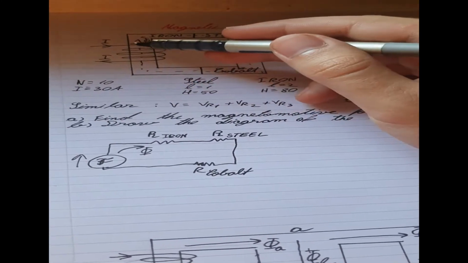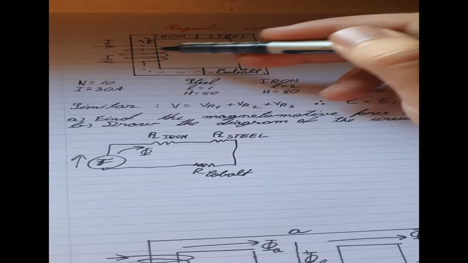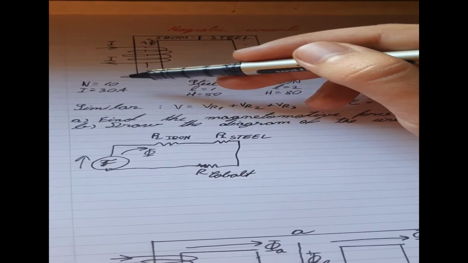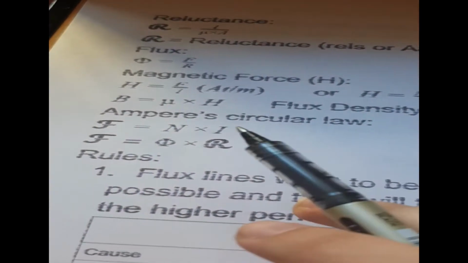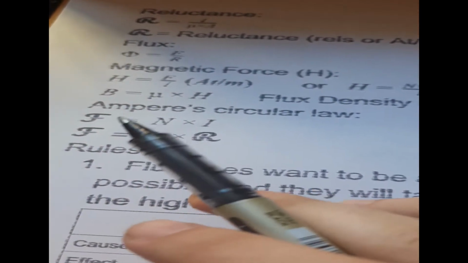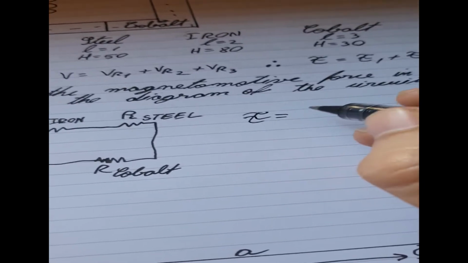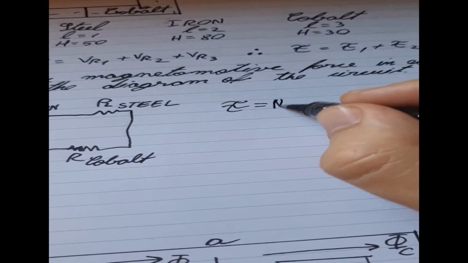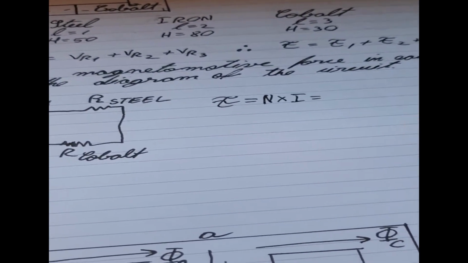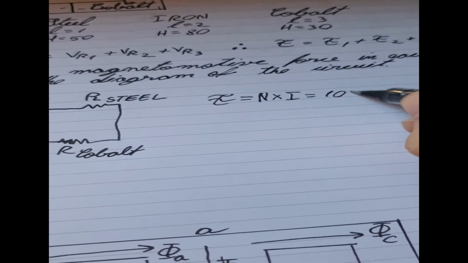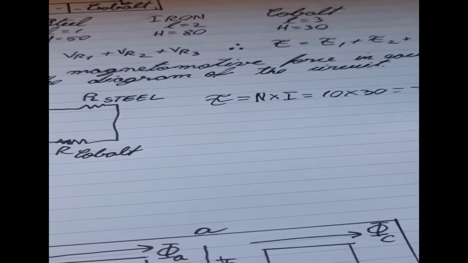So we know this coil has 10 turns around it, and there are 30 amps going through it. And from the circuit formula up here, MMF is equal to the number of turns times the current. So let's put the special F equal to N times I. That will be equal to 10 times 30, which is obviously 300.